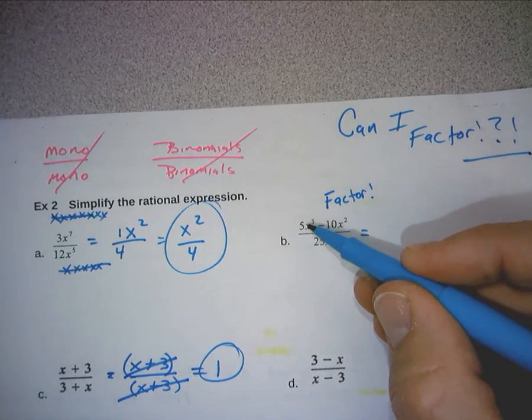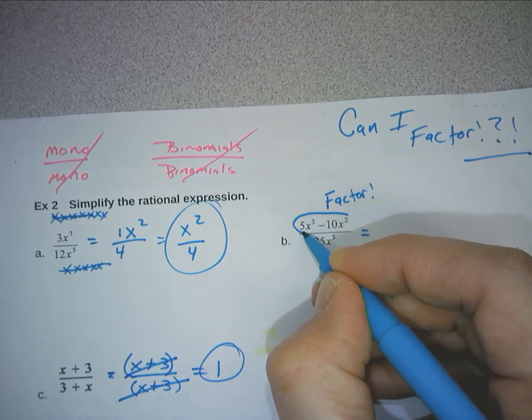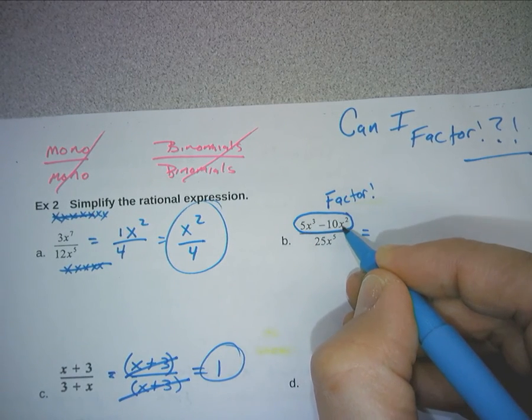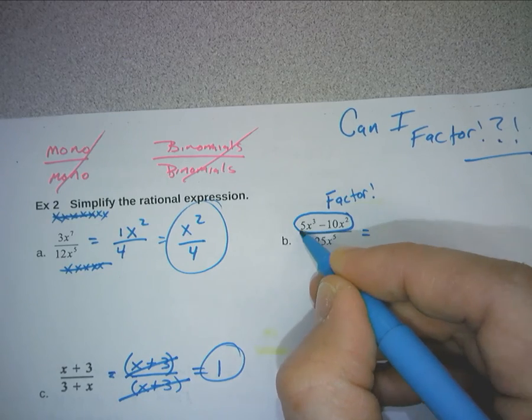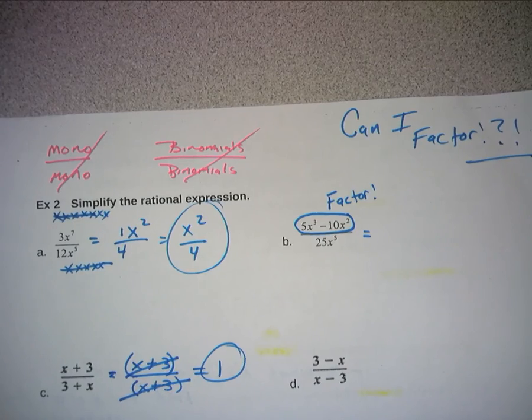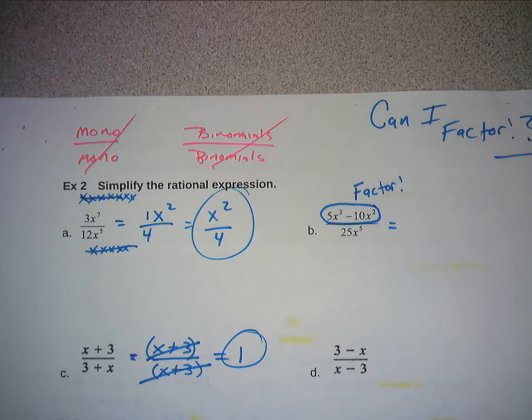Well, I take a look on top. I'll do this part in blue here. I've got 5x cubed minus 10x squared. What do they have in common? What is the GCF here? What can I factor? What do you guys say? And again, the faster you guys answer, the faster we move on. Get you guys out of here early. 5x cubed minus 10x squared.